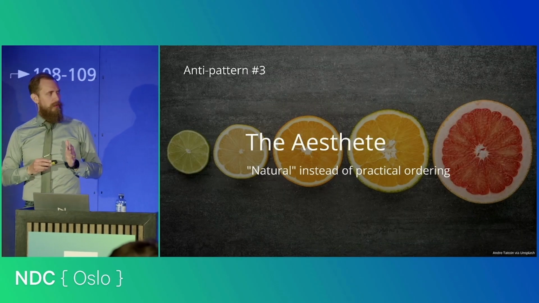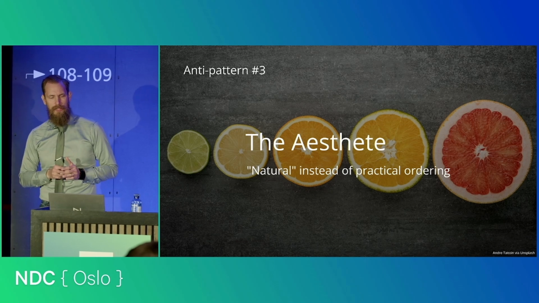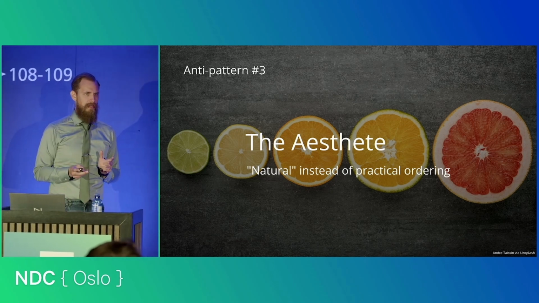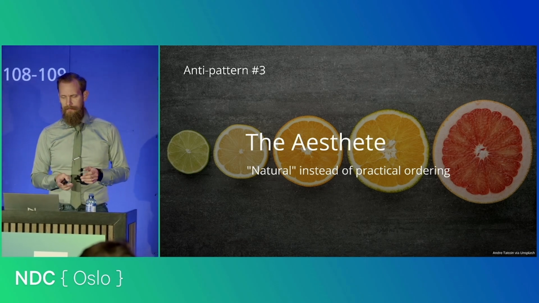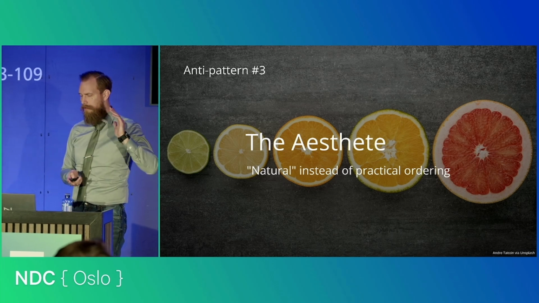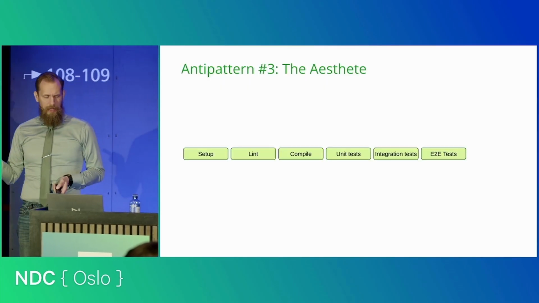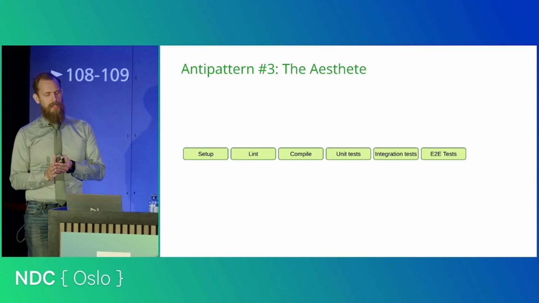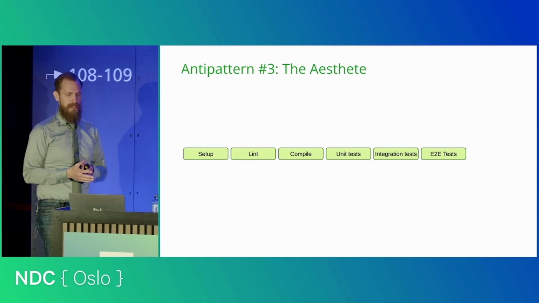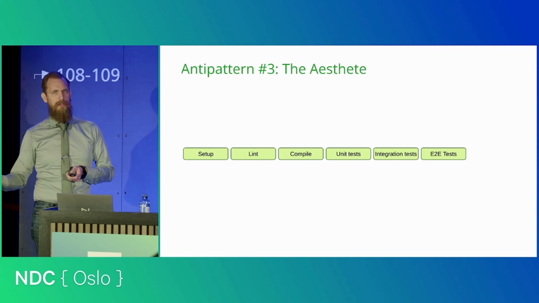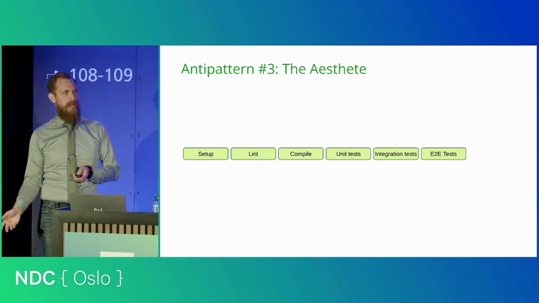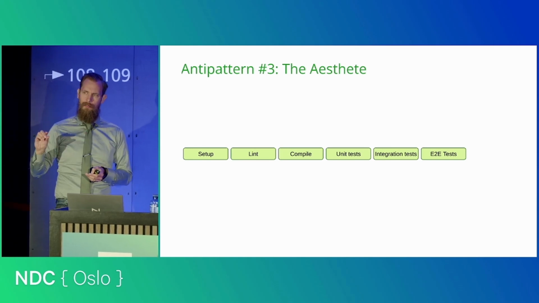Yeah, anti-pattern number 3, the aesthete, which is where we use natural ordering instead of practical ordering. And I fall for this one all the time. Well, let's take a simple pipeline. We have a setup stage, linting, compiling, unit testing, integration testing, and then we do end-to-end testing at the end. Because this feels very natural. It's how the testing pyramid is built up.